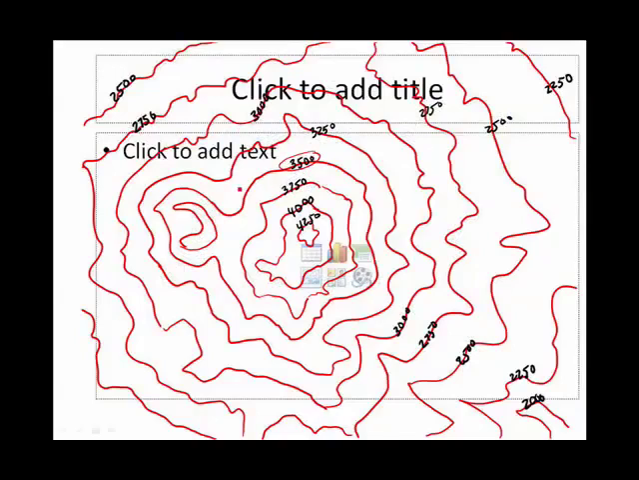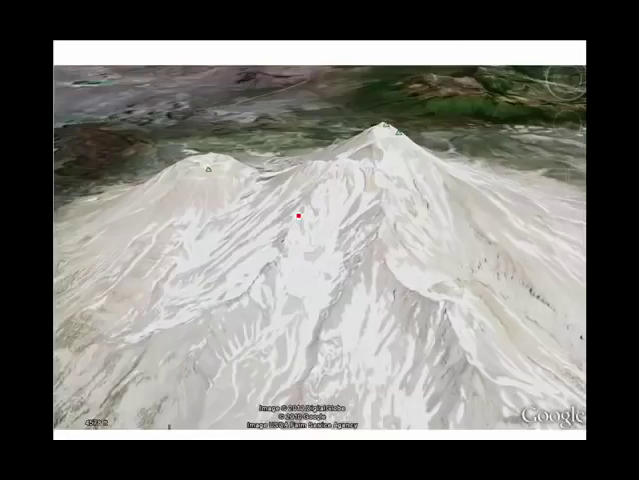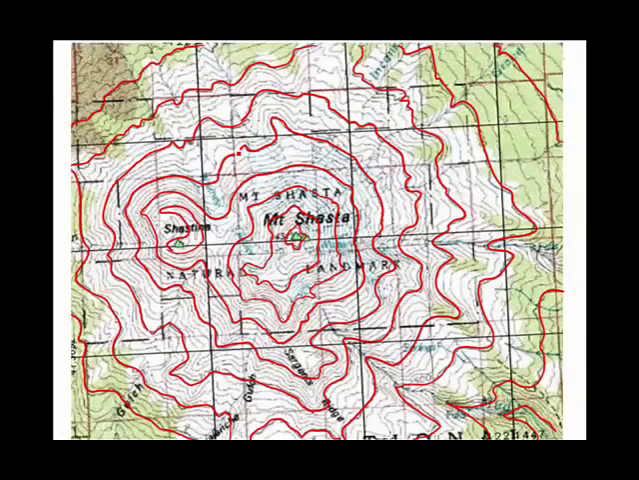If this line right here is 3,500, then this one must be higher. That means that this must be a high spot, but not as high as this one. If we take a look, we find that that's true. This is the top of Mount Shasta, or this is Shastina, a smaller mountain next to it.